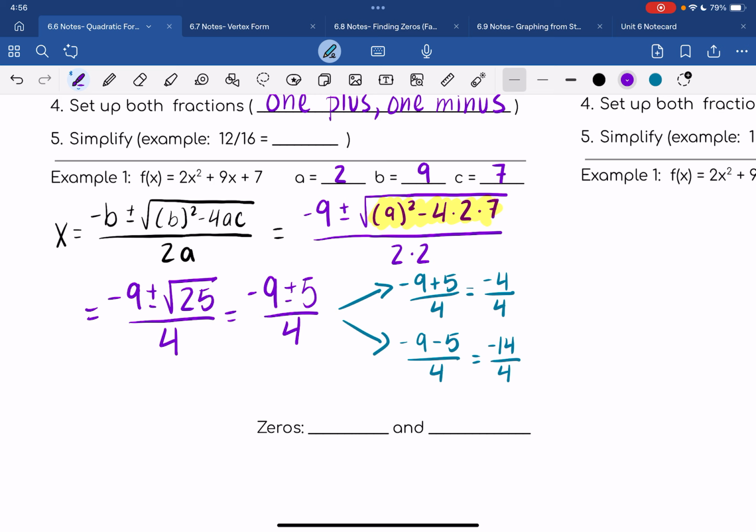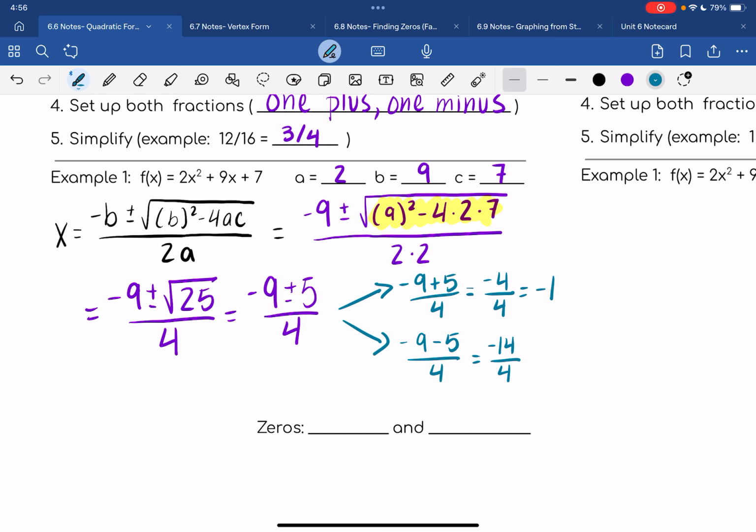So 12 divided by 4 would be 3. 16 divided by 4 would be 4. So that's what we mean by simplifying fractions, is reduce them if we can, divide them out evenly if they divide out evenly. So down here, negative 4 over 4 divides out evenly. Negative 4 divided by 4 is negative 1.